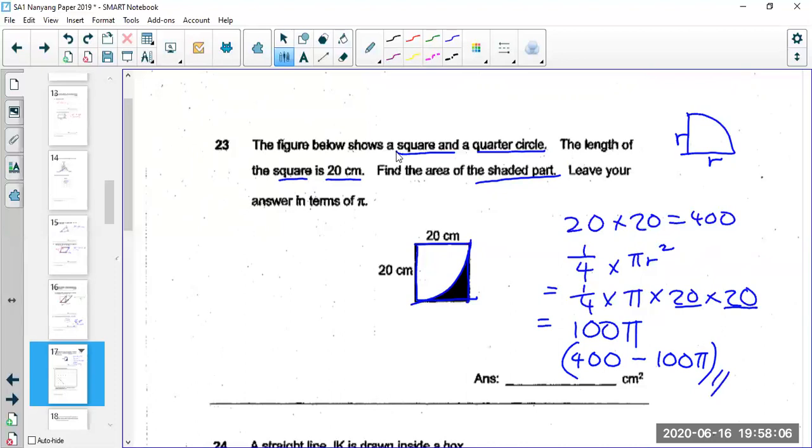Take out the circle, which is minus 100 pi, and you get the shaded part. Did you get the answer correct? Well done, you got it correct. Okay, let's go to the next one.